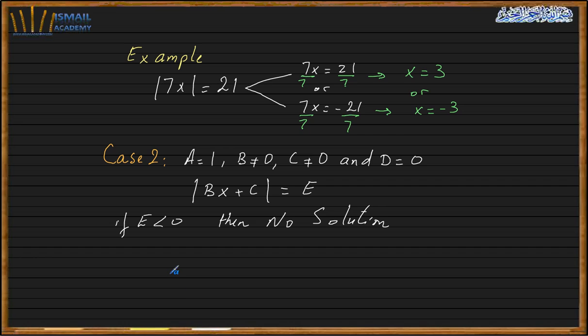For example, if I have absolute value of 3x minus 7 equal minus 4, we don't care about how the inside looks. The whole inside is a number, which means the absolute value of that thing is positive. I'm not talking about the inside being positive. No, it cannot.